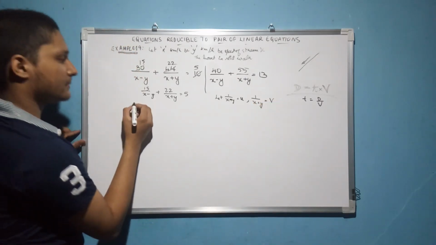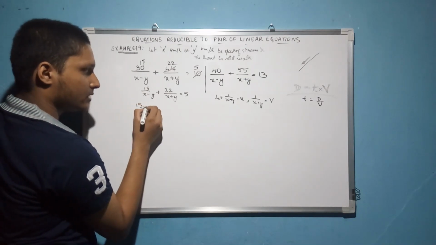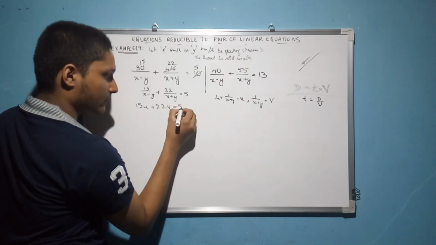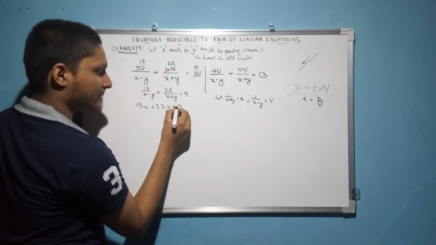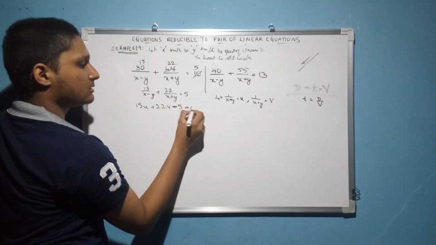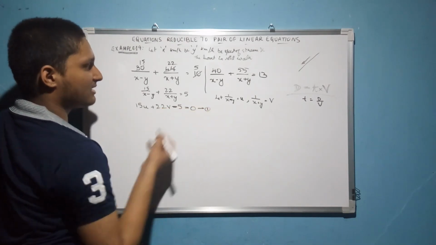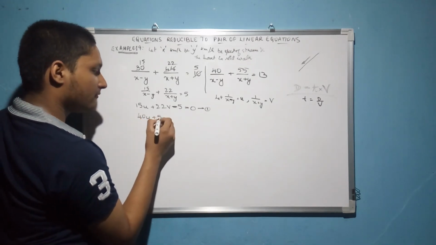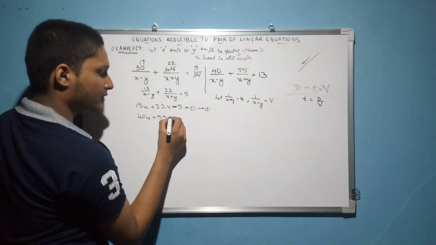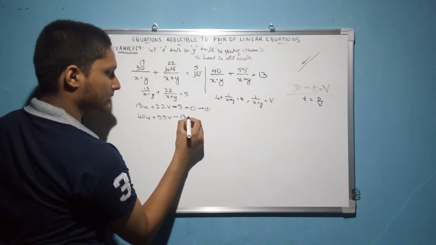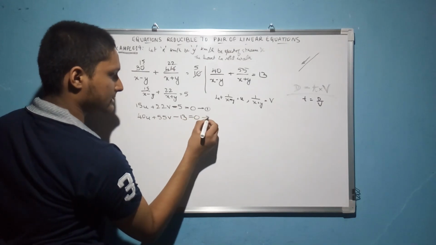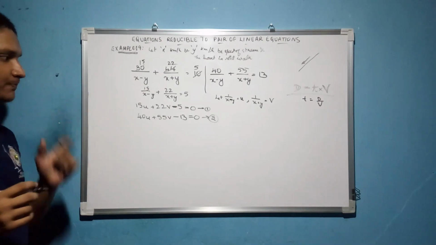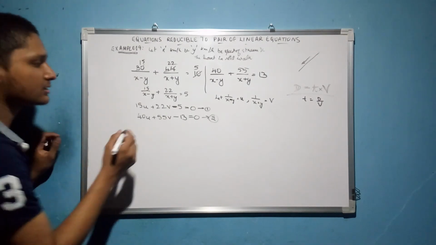So what it becomes: 15u plus 22v is equal to 5, or I'll use cross multiplication, so I'll take minus 5. That becomes the first equation. Then you have 40u plus 55v minus 13 is equal to 0. That is the second equation. So I need to use the cross multiplication method.